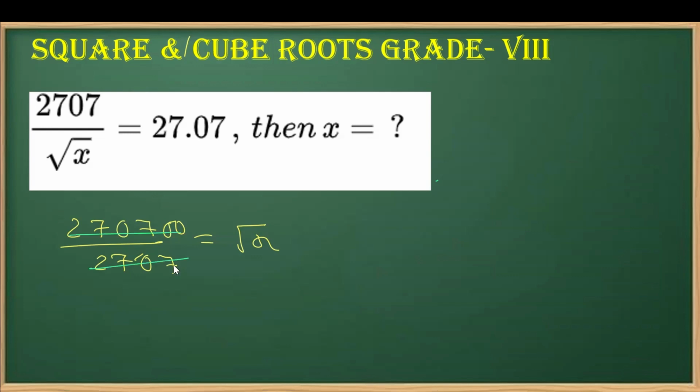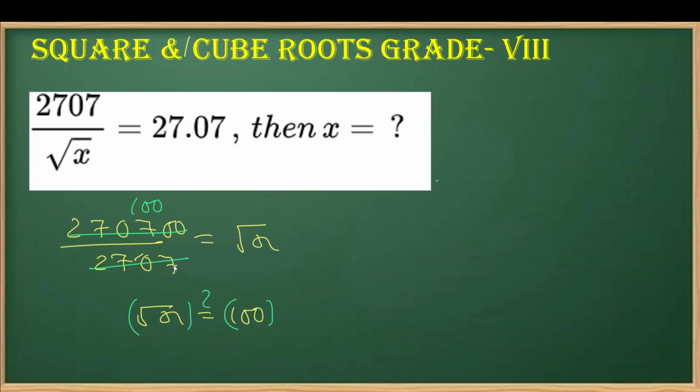So this can be cancelled by 100 times. So finally we got root x, right? We got 100 as root x, or we may write this as root x is equal to 100. Now in order to remove this under root, what we are going to do is square both sides.